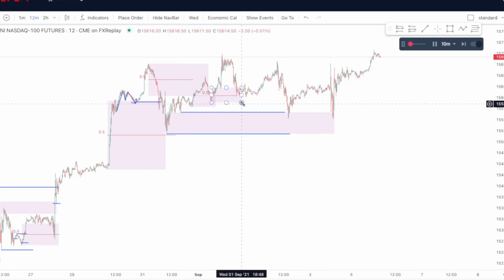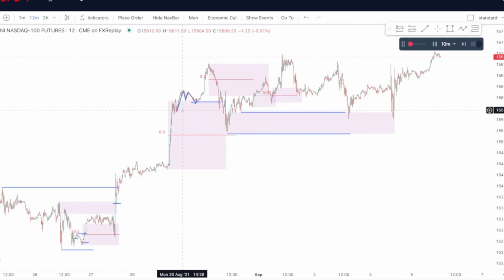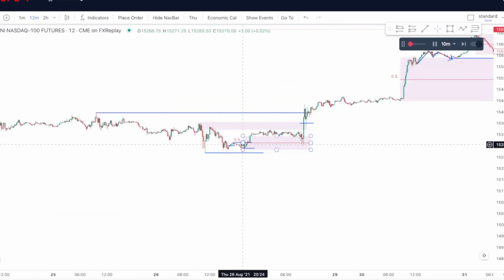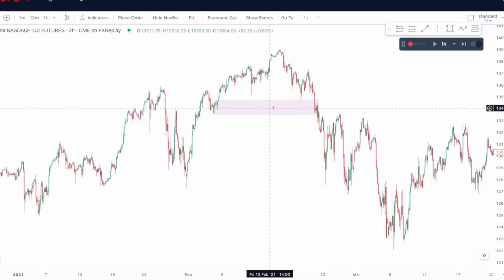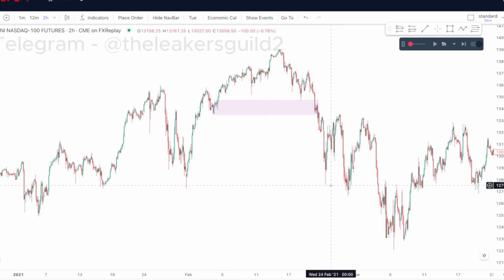We're running these, we're holding these, we're running all of these, we're holding these. We shoot straight through a fear box. We go on a bull run. We shoot straight through a greed box. We go on a bear run.